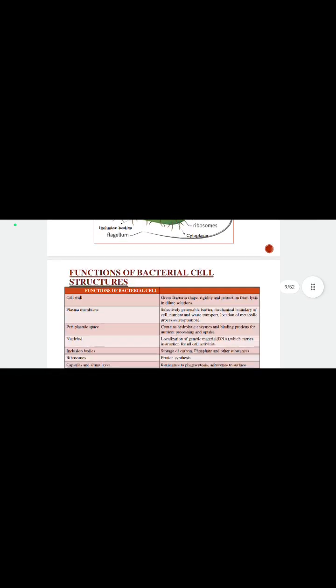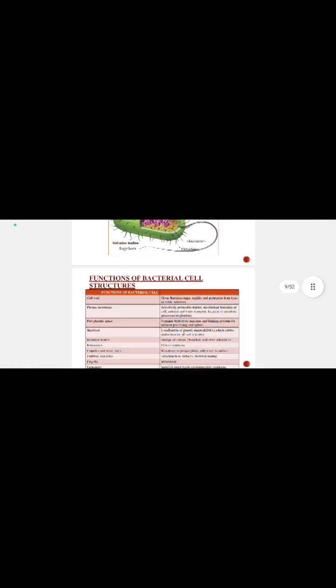Next, we have to move on to the functions of bacterial cell structures. The cell wall. The cell wall gives bacteria shape and rigidity, and also it protects from lysis in dilute solution. Lysis means rupturing, rupturing from the dilute solution. The cell wall gives protection from lysis.